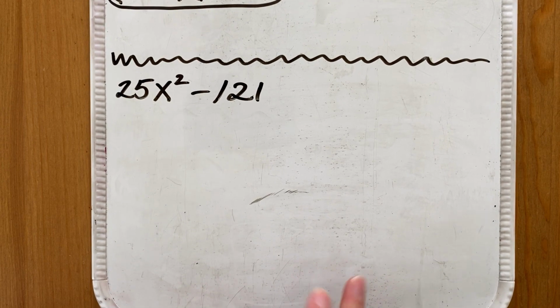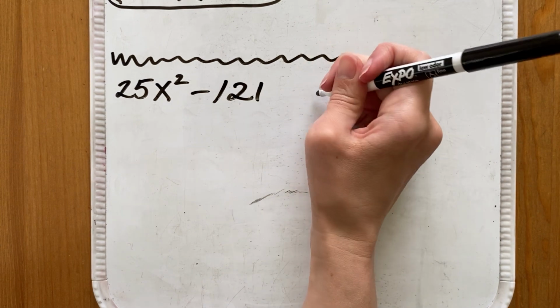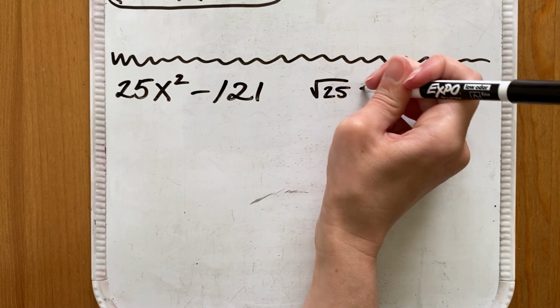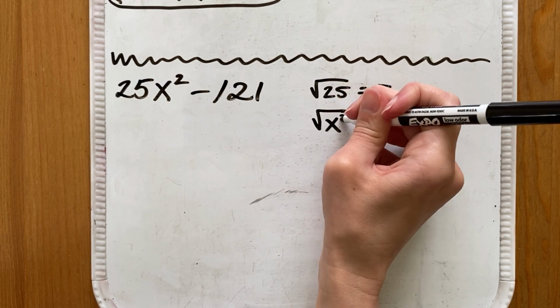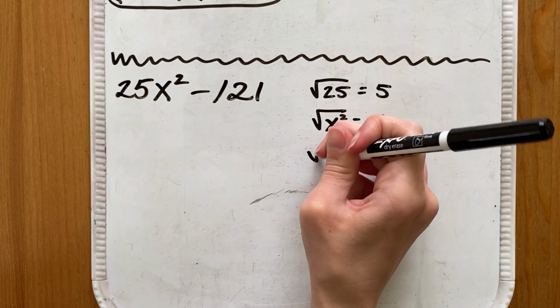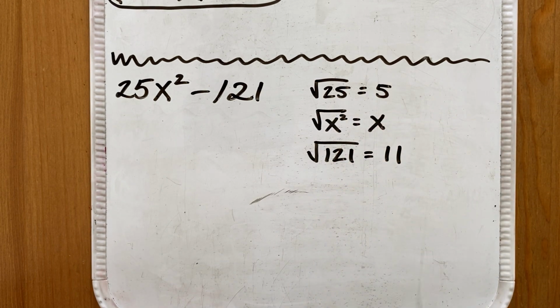Occasionally, they'll also put a number in front, a leading coefficient right here, but the process is still the same. I'm going to end up square rooting 25. We'll square root x squared. And we'll also end up square rooting 121, which is going to be 11.